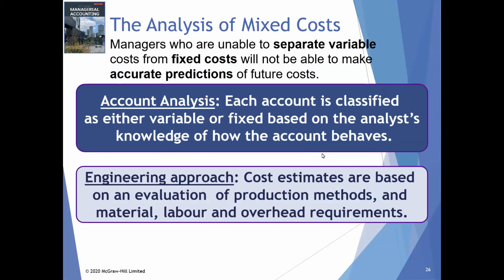Now, if the managers are unable to separate the variable cost from the fixed cost, if the total cost is there and they are not in a position to separate how much is the variable cost and how much is the fixed cost, they will not be able to make an accurate prediction of the future cost. It will be very difficult for them to predict the future cost if they are not able to separate the total cost into what is variable and what is fixed.